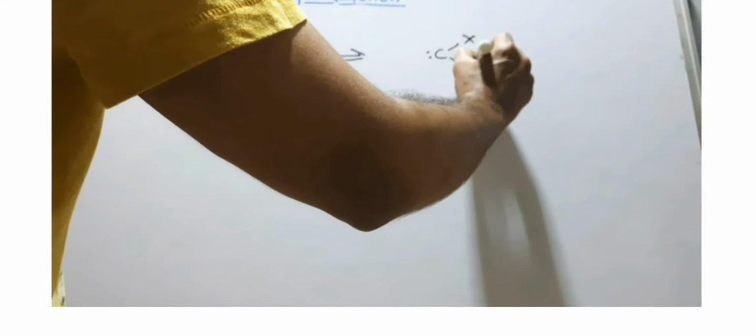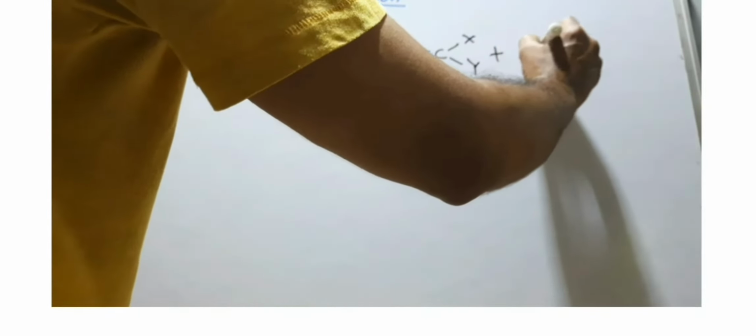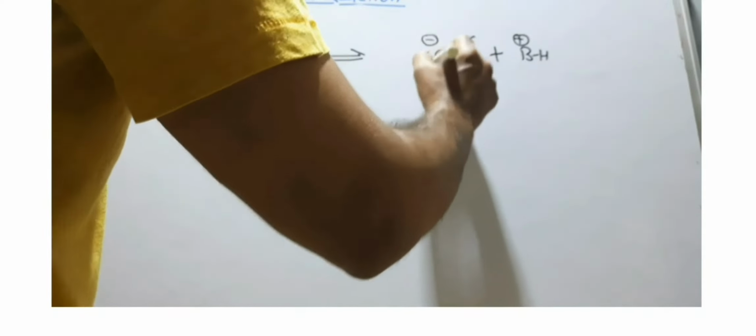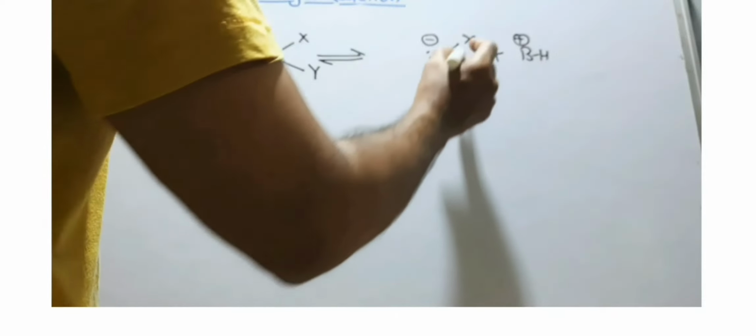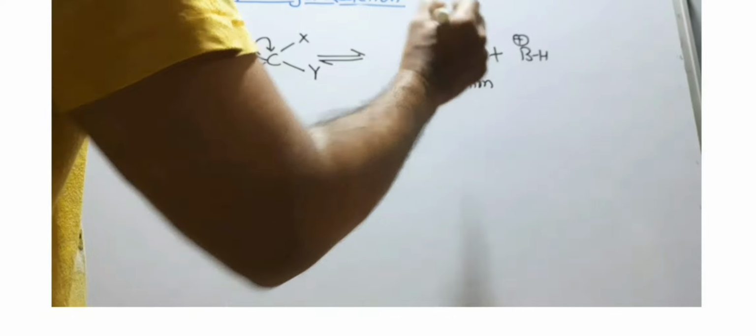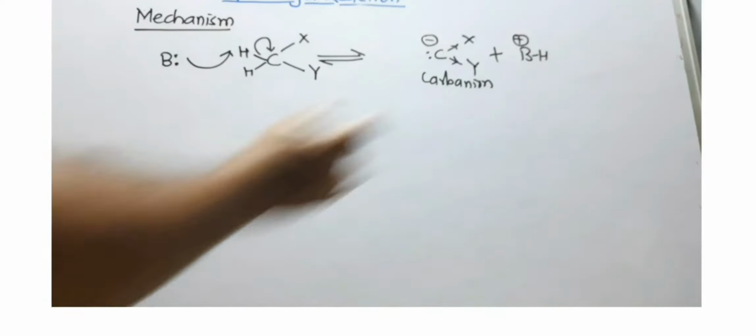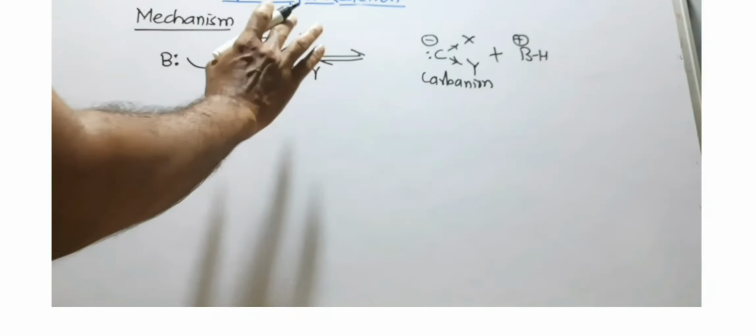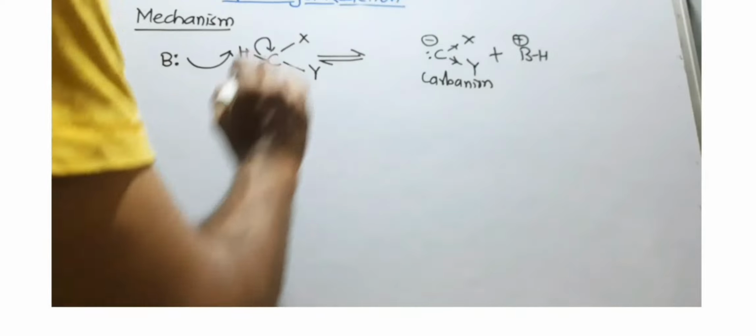This bond is coming from this bond, X and Y along with BH, a positive charge will develop here. So this carbanion is formed, which is a nucleophile, and this is stabilized due to the presence of electron withdrawing groups, or in some cases you can write resonance. So this is a driving force. Why is this carbanion generated? This is also called a carbon acid. Now this is again a nucleophile.